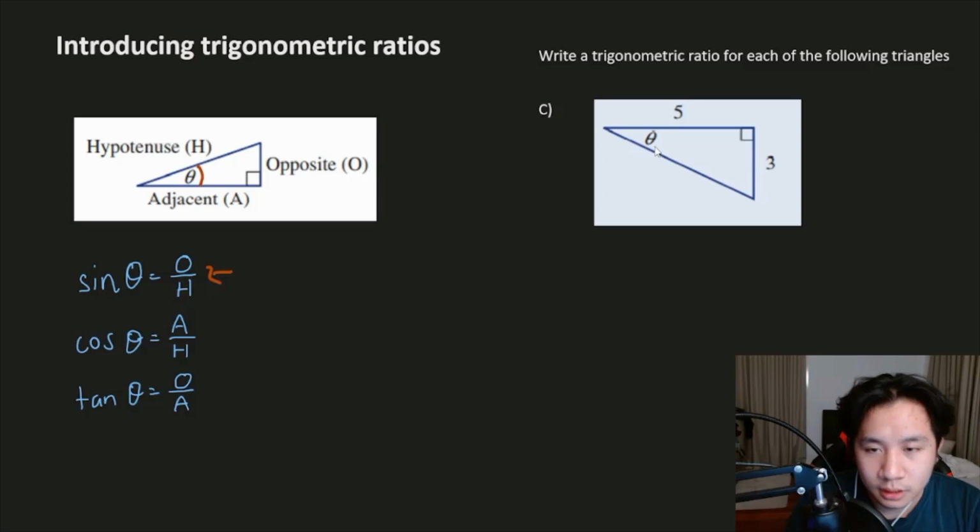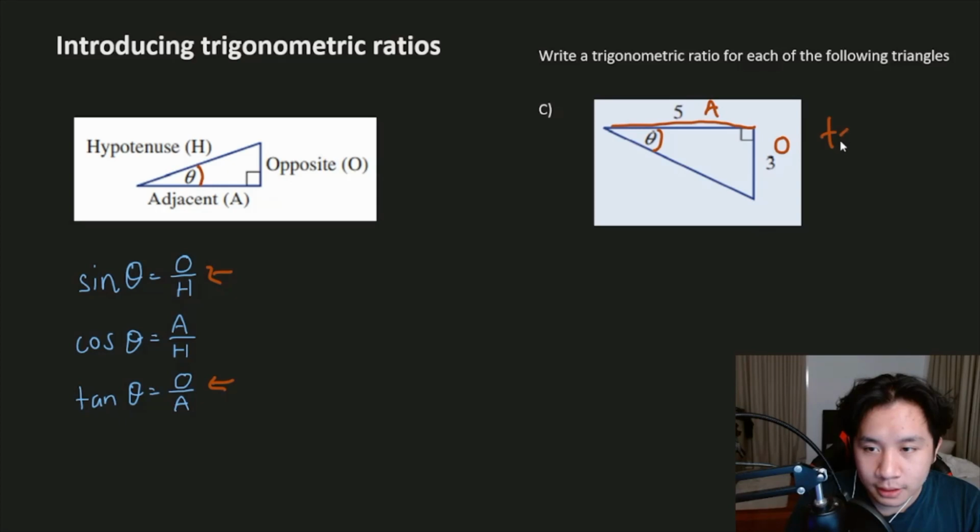All right, last one. So this is angle theta. And we just want to figure out if we have A, O, or H. So looking at this, here we have O because that's opposite. So that's going to be O. And this side has to be the hypotenuse because this side is opposite to the right angle. So the 5 right here is the adjacent. And so looking at these three, we need to figure out which one has O and A. So that's going to be tan theta right here.